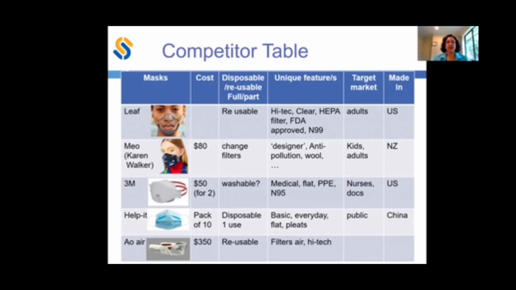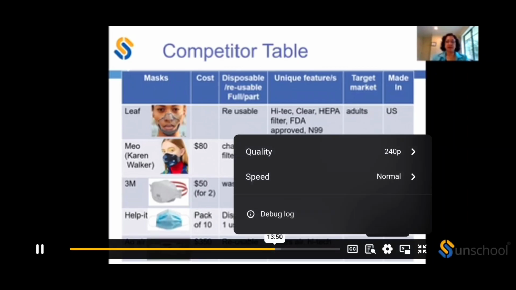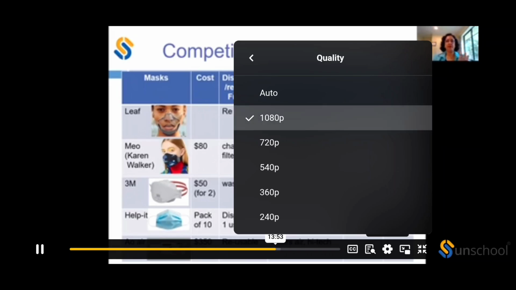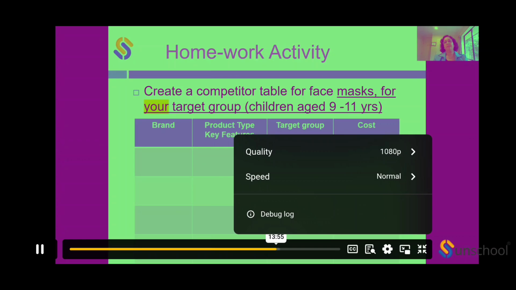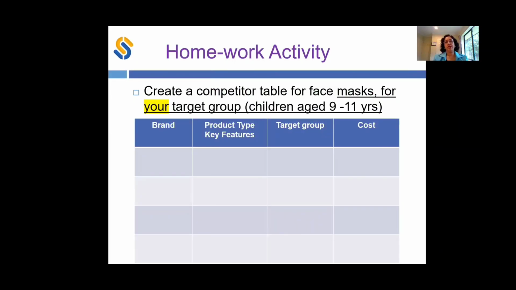But in this case, I have just looked at a broad range of masks. But if you start deciding which target market you're looking at, whether you're looking at children or the elderly, then you can look at the masks that are available specifically for that group and then create a table like this and fill it up. So you might want to create a table like this for children age 9 to 11, or you might create one for the elderly. Maybe the elderly would like something traditional, but that's something you need to find out as you go on.